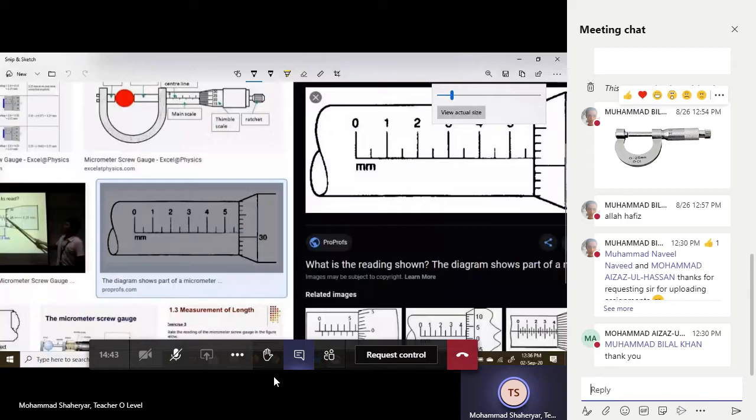Okay. 4.5. And the circular scale division is 1. Sir, 0.1. And divided by 100 is 0.01. Oh, sorry. When you divide 1 by 100, it is 0.01. So the complete answer is 4.51 millimeters. ठीक है? So this is how accurate your screw gauge can be.